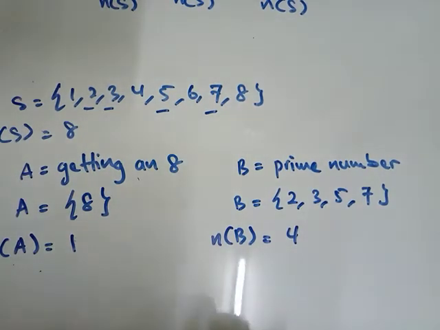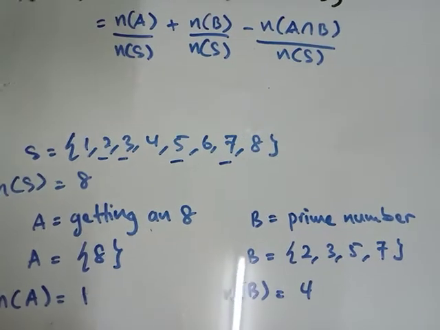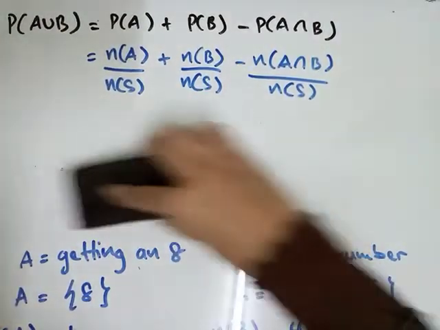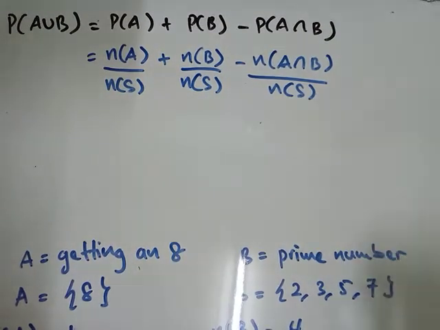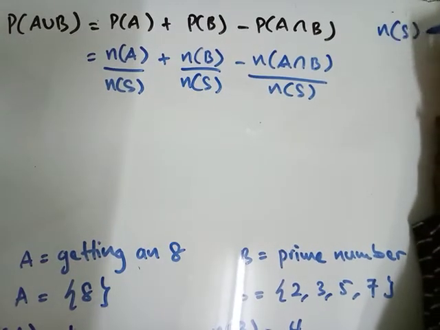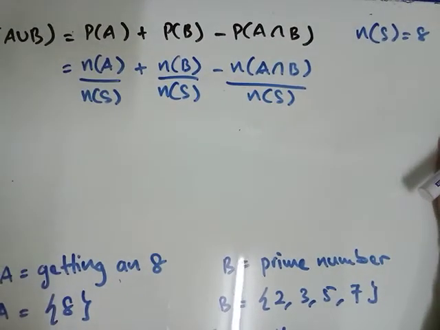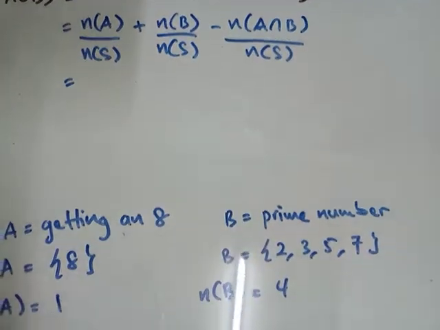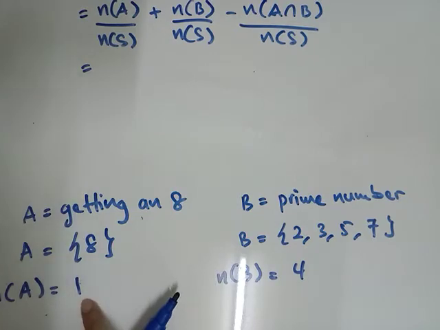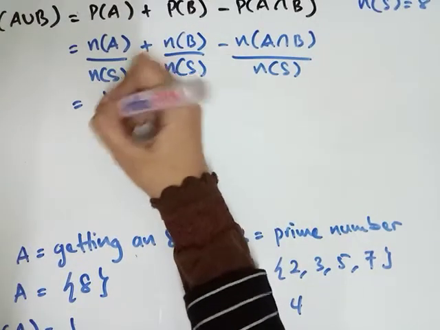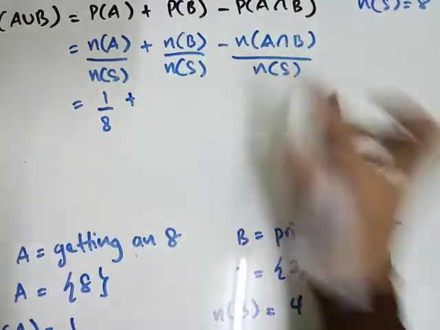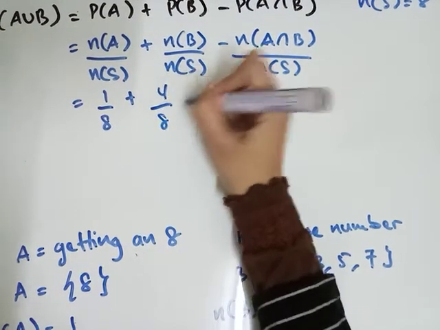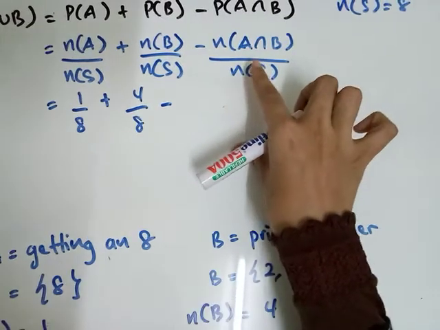Okay, so and then barulah kita boleh substitute into formula. So NS tadi berapa? 8. Alright, so NA tadi kita dah kira, kita dapat 1. Okay, 1 over NS is 8. Plus dengan NB, kita kira tadi 4. Over dengan NS dia A. Minus dengan, okay, A intersect B.